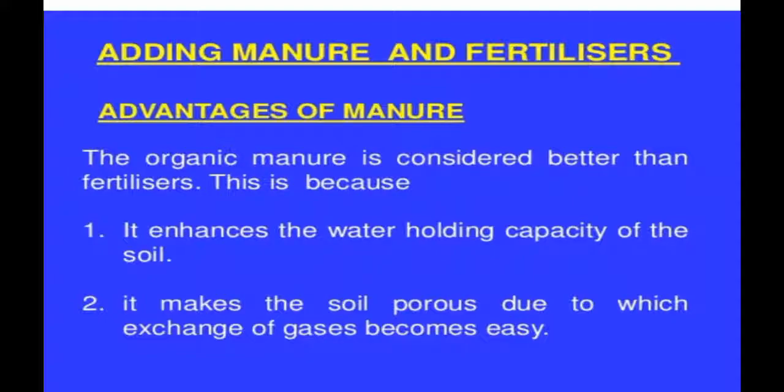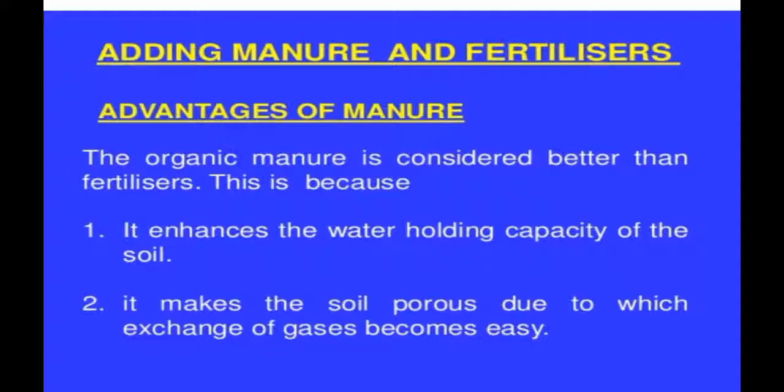Because it enhances the water holding capacity of the soil. Because when we are using manure, at that time there is no fertilizer present, as you have seen in class 6 about the compost pit and vermicomposting. There we have used only the materials which are waste for us. So the humus which is generated by the manure will be more. So the water holding capacity of the soil will be increased if we are using manure.